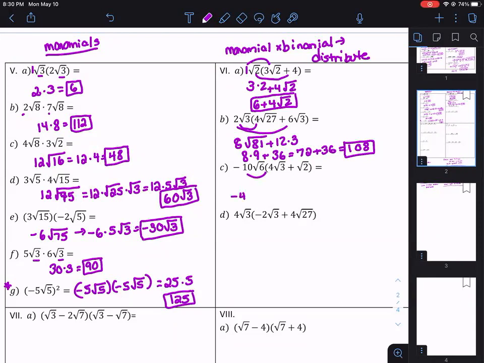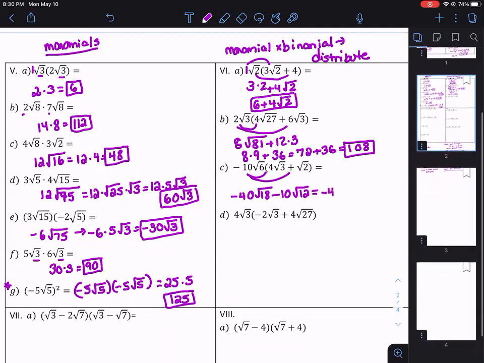Our next one is going to be negative 40, radical 18, and then negative 10, radical 12. The largest square in 18 would be 9. So that would be 3 radical 2 or negative 120 radical 2. The largest square in 12 would be 4. So that's 2 radical 3 or negative 20 radical 3. And since they do not have the same radicands, the number underneath, we cannot combine them.